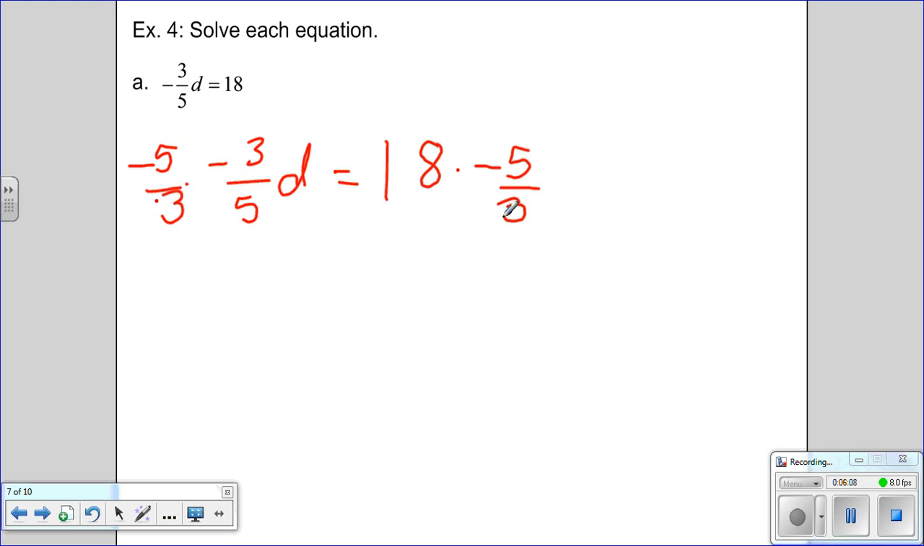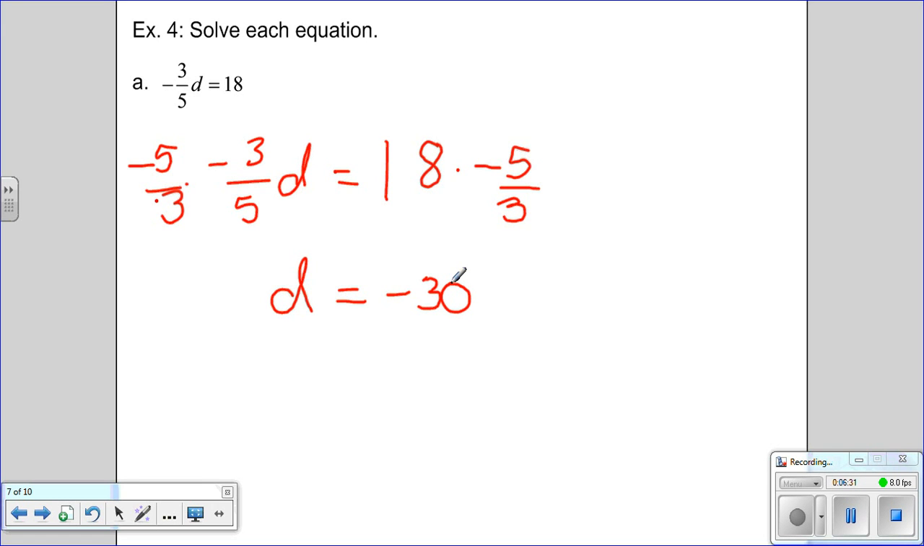Okay, now on the left side, negative 5/3 times negative 3/5, these are inverses or reciprocals. They cancel each other out and we get positive 1d. On the right side, I need to take 18 times negative 5/3, okay? And we get negative 30. d equals negative 30.